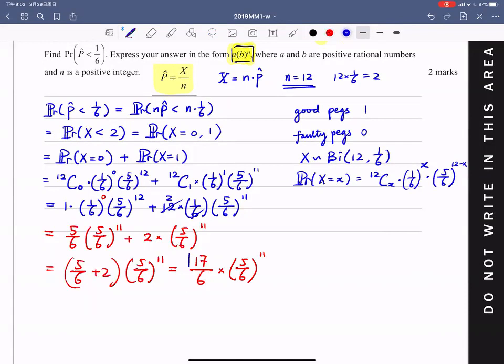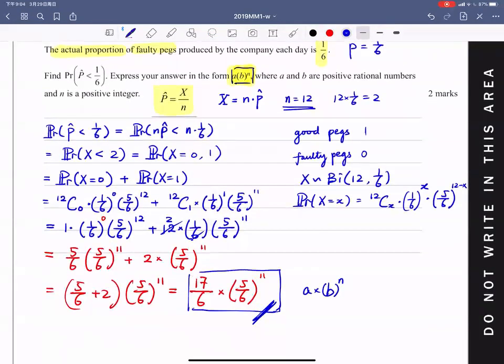All right, that's your correct answer, I suppose, in the form of a times b to the power of n. But the question does not want you to specify what values a and b are. So stop it here. Okay, now, probability question finished. We wasted a couple of minutes, but don't worry, we'll make it up.